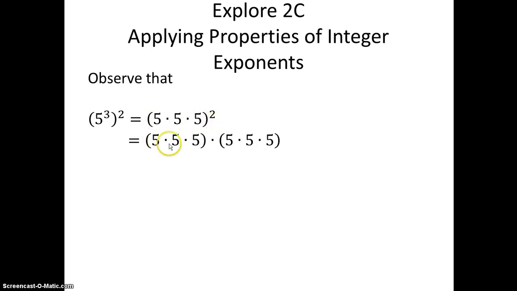Okay, so this would be 5 times 5 times 5 written as a factor twice. So here's what's inside the parentheses written as a factor once and twice. Notice altogether I have 6 factors of 5, so I could write this as 5 to the power 6.